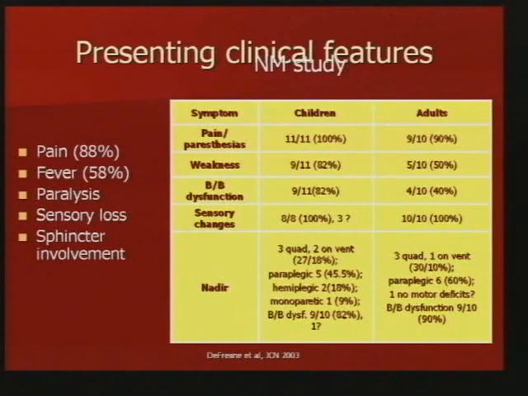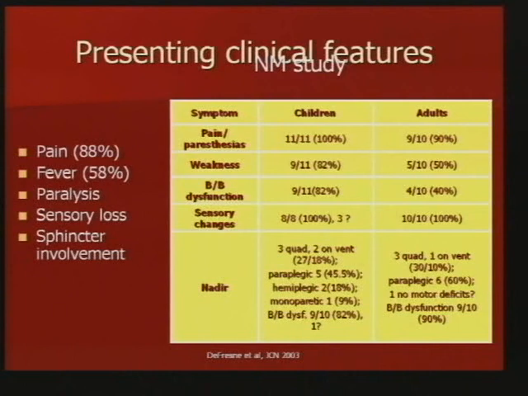And what we found was that 100% of our children and 90% of our adults had pain at onset. We found that 82% of our children had weakness, about 50% of the adults. 82% of our children had sphincter or bowel and bladder problems, whereas 40% of the adults did. And sensory changes, 100% in both of our groups.